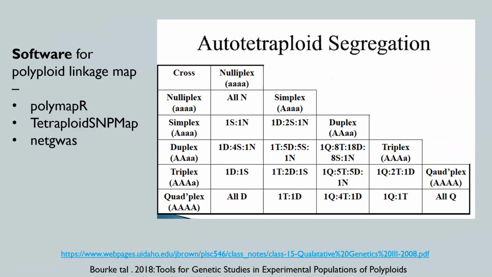So this is an example of autotetraploids, and you have nulliplex, simplex, duplex, triplex, and quadruplex. So these are the different segregation ratios. This is all in just like an F1, 1:1, 1:4:1, and all other combinations. And the software for polyploid linkage mapping are mostly Polymap, TetraploidSNPMap, and NetGWAS. And here this Bourke et al. 2008 has a very good description in case you're working with polyploids.